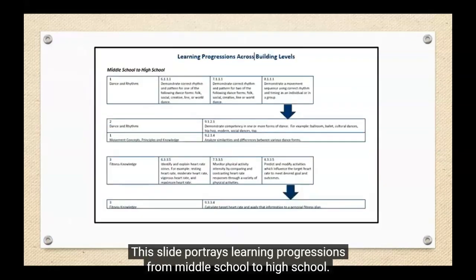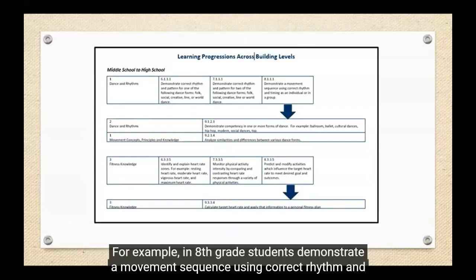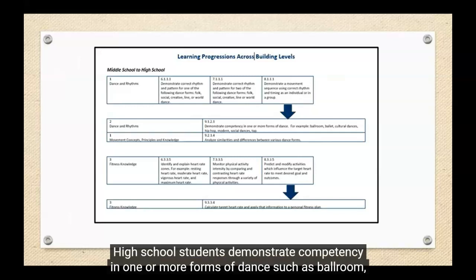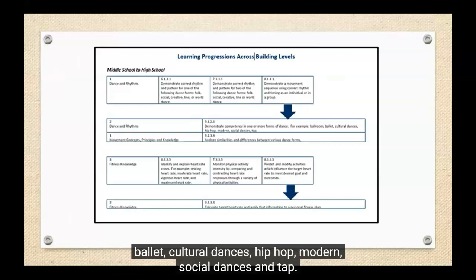This slide portrays learning progressions from middle school to high school. For example, in 8th grade, students demonstrate a movement sequence using correct rhythm and timing as an individual or in a group. High school students demonstrate competency in one or more forms of dance, such as ballroom, ballet, cultural dances, hip hop, modern, social dances, and tap.